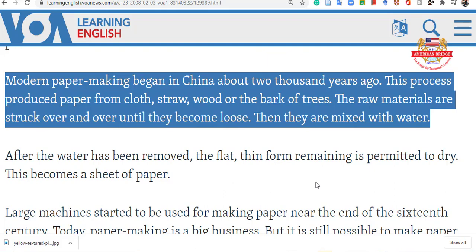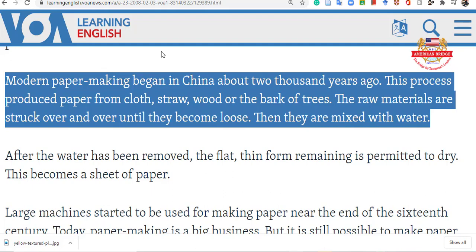Okay, what about the modern paper, everyone? Modern paper making began in China about 2,000 years ago. This process produced paper from cloth, from straw, from wood, from the bark of trees, and the raw materials are struck over and over until they become loose. Then they are mixed with water.